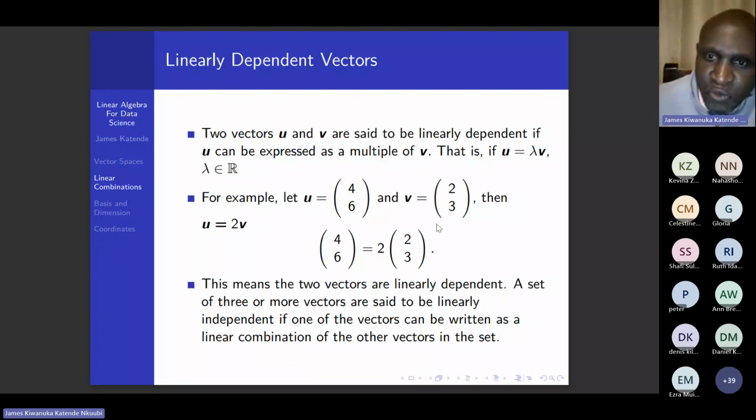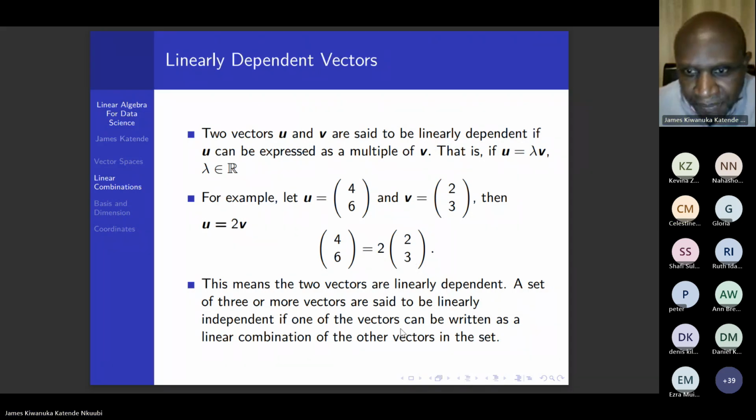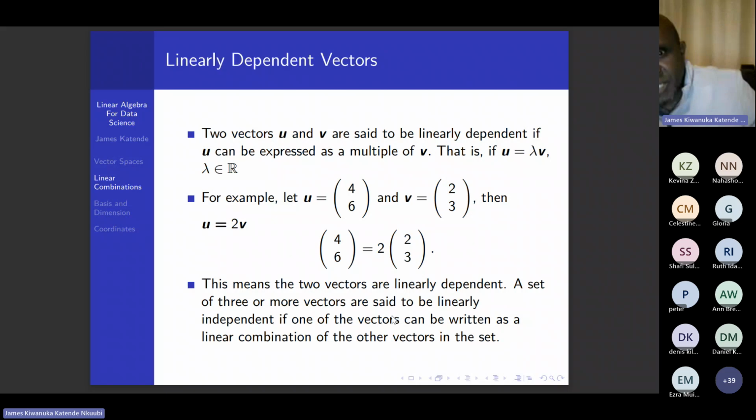So for the case of 2 vectors, it's quite easy. You just check that one is a multiple of the other, and if that happens, we declare that they're linearly dependent. If you have more than 2 vectors, then how do you tell if they're linearly dependent? This happens if one of the vectors can be written or expressed as a linear combination of the remaining vectors in the set. We'll see an example shortly.